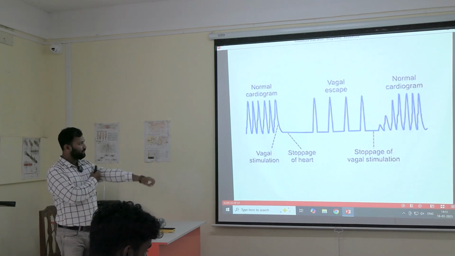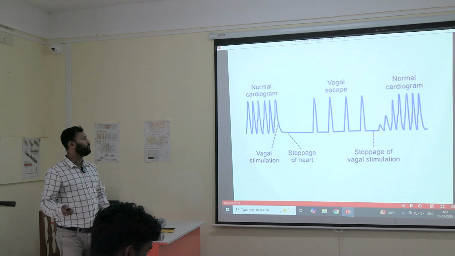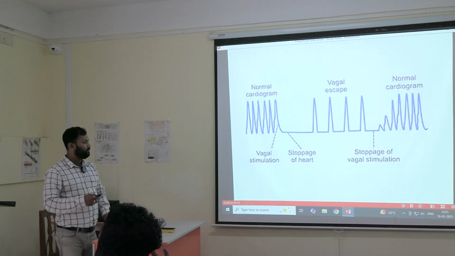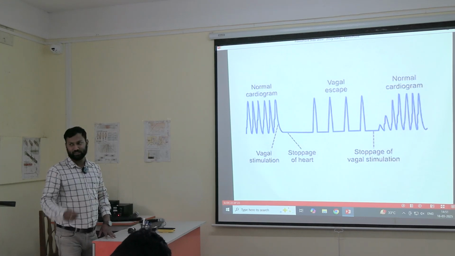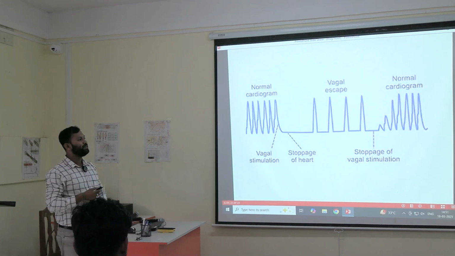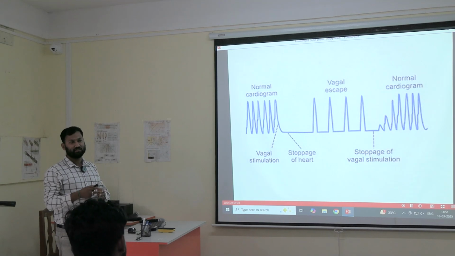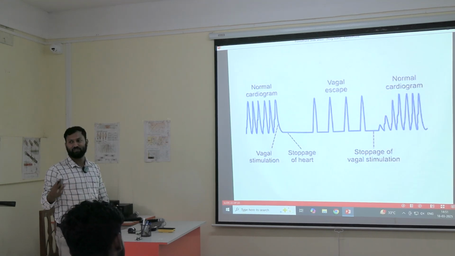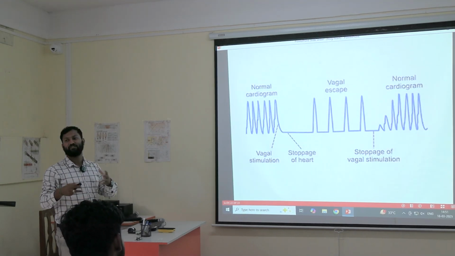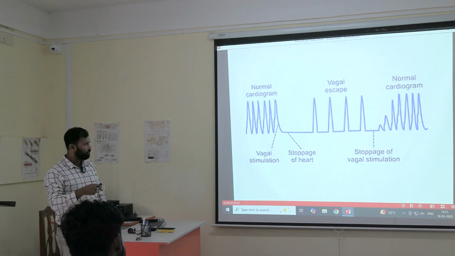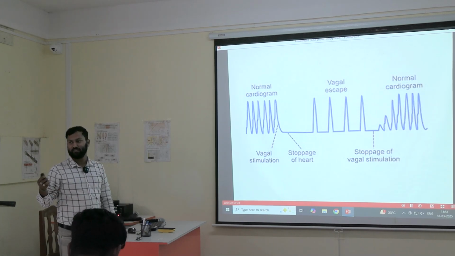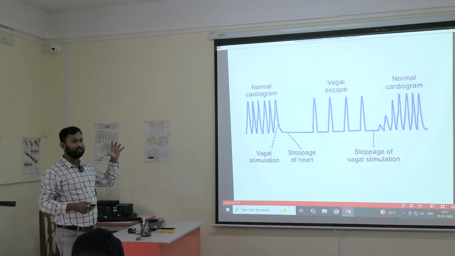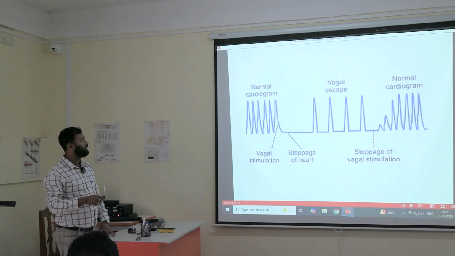After that, due to using up of the acetylcholine, there is some action of the ventricles by themselves, because there is no inhibitory effect of the SA node as such, because the SA node has lost its function due to depletion of acetylcholine. Now the ventricle itself takes over, so it will produce some contractions. So this is known as vagal escape. This is due to two reasons, as I have told you: depletion of acetylcholine and the function of the ventricles by themselves. So there will be a vagal escape.